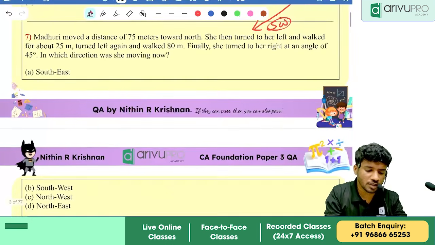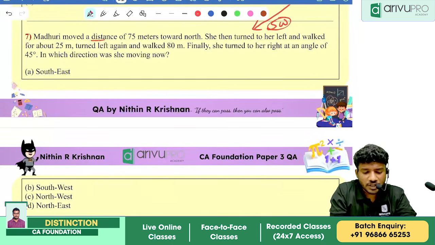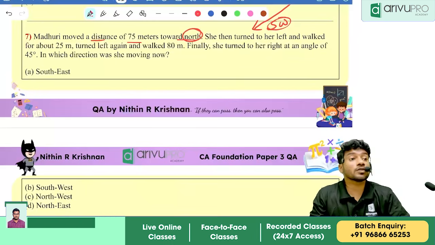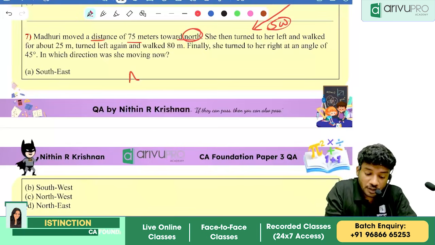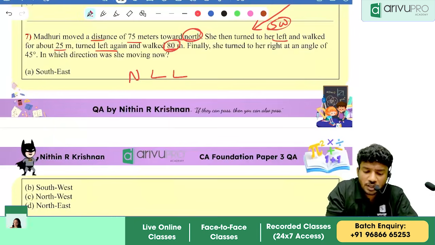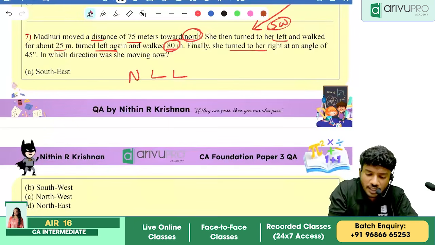Okay, look at this question. Madhuri moved a distance of 75 meters towards south. Okay, towards north. Madhuri is moving in the north direction. Then she turned left and walked about 25 meters. Then she turned left again and walked how many meters? 80 meters. Finally, she turned to her right at an angle of 45 degrees.